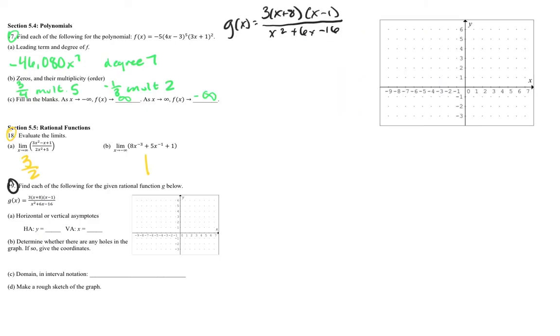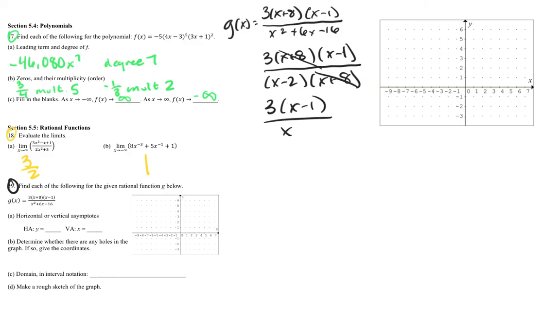Okay, so our first step for this problem is we're going to simplify this rational function. So we're going to factor out the bottom. So we have 3x plus 8 times x minus 1 over that factored, which is going to be x minus 2 and x plus 8. So we can cancel these out for simplicity purposes, and we're going to have x minus 2.